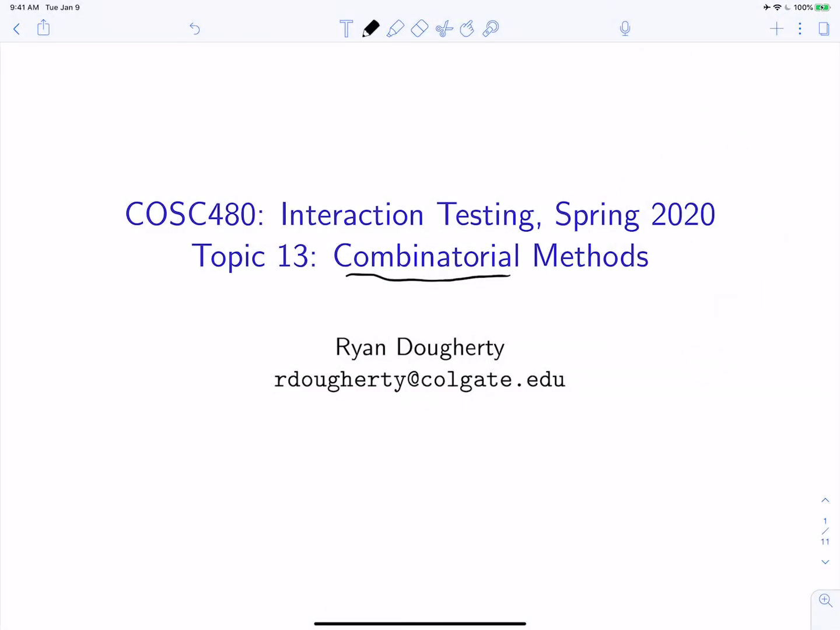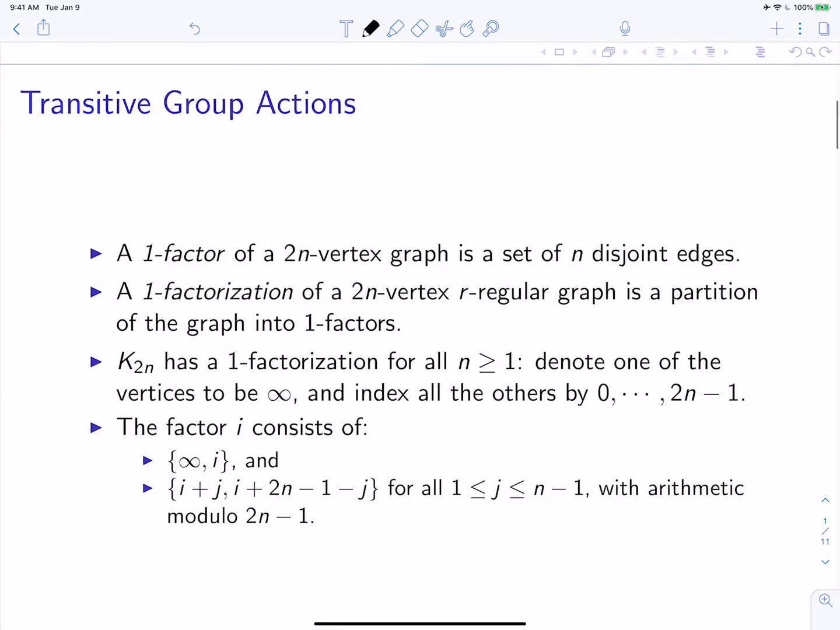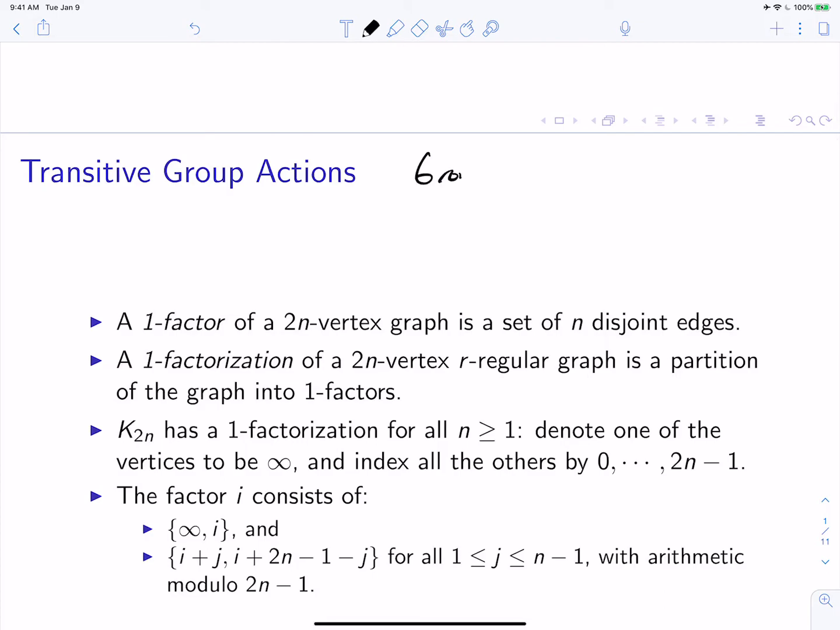Okay, so let's get into this. So one technique is to use something called a transitive group, or apply the action of a group. So a group is a set of elements. Let's just call them V. So I'm just going to give the general definition of a group.